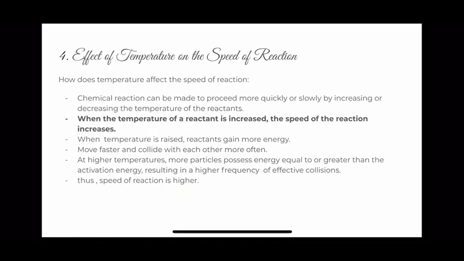When the temperature of a reactant is increased, the speed of reaction increases. At low temperatures, the reactant particles move slowly because they have little energy. When the temperature is increased, the reactant particles gain energy, move faster, and collide with each other more often. At higher temperatures, more particles possess energy equal to or greater than the activation energy, resulting in a higher frequency of effective collisions. Therefore, the speed of reaction is higher.